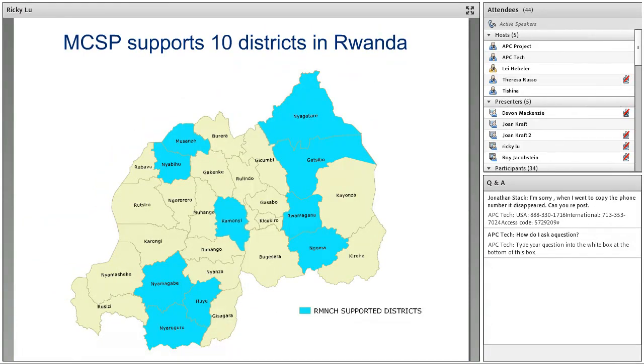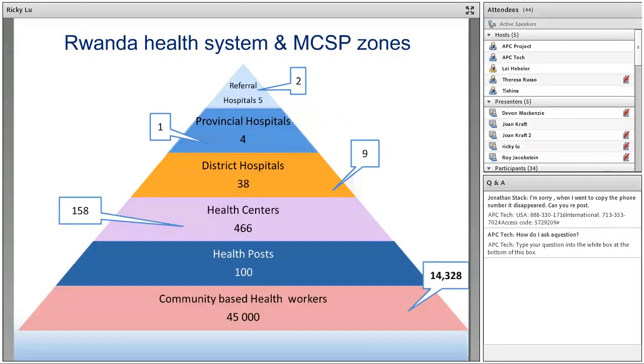So it is in this context that MCSP started work in Rwanda back in October 2014. Out of the 30 districts in Rwanda, MCSP established its presence in around 1 out of 3 of those districts, or 10 districts. In the 10 districts that MCSP was working in, we worked across the continuum of care, looking at service provision from community to health center to district hospital, provincial hospitals, as well as referral hospitals. The numbers that you're seeing in the photo, particularly for the facilities, are sites where we have provided support.